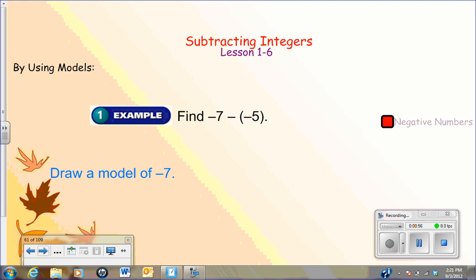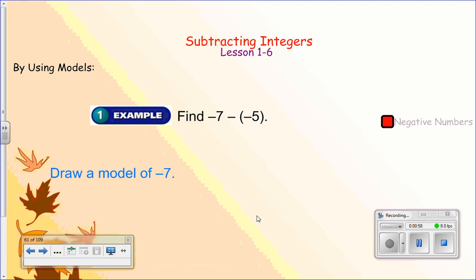Now, before we start this, I have just one thing I usually do. Whenever you have a minus sign in the middle like this, and it's just a minus sign, not a negative, I usually think of it as take away. So really, we have -7, and we take away -5.